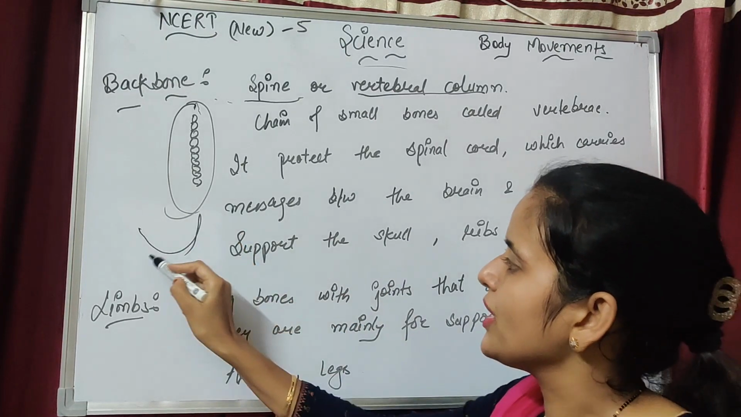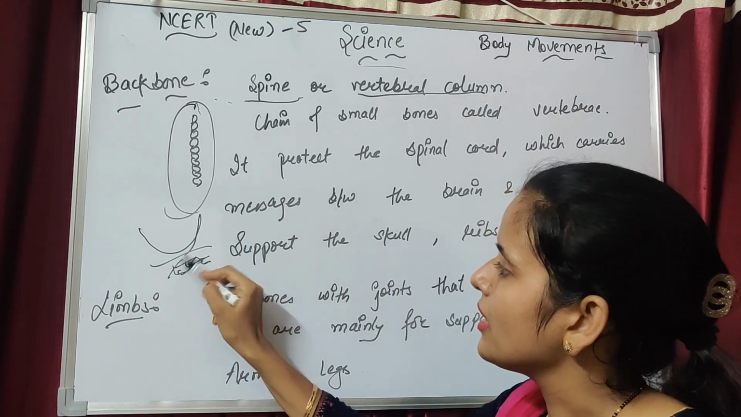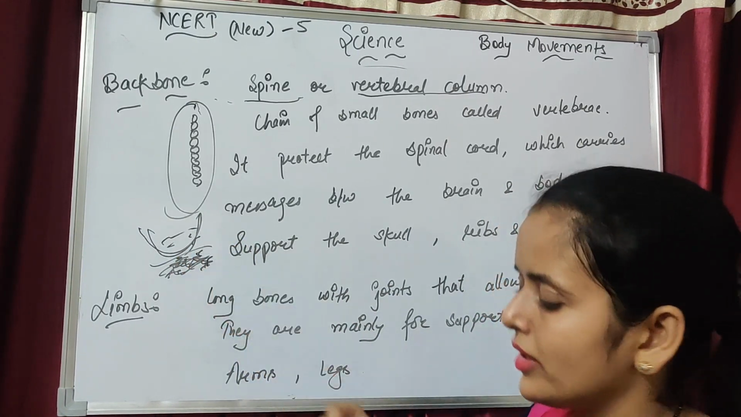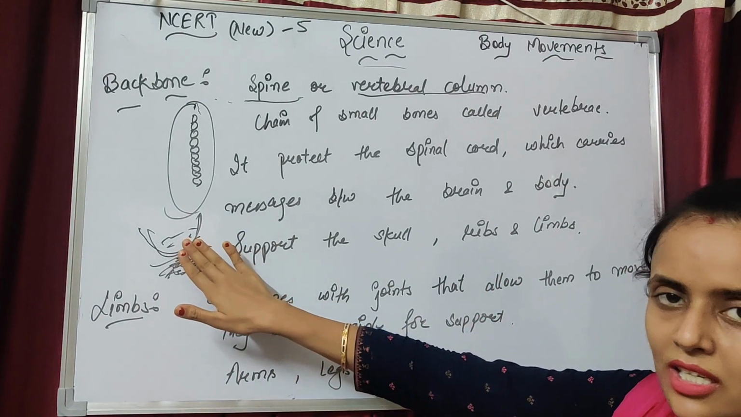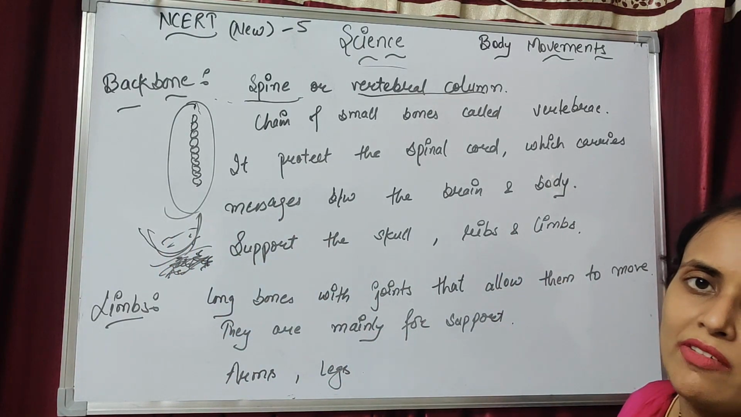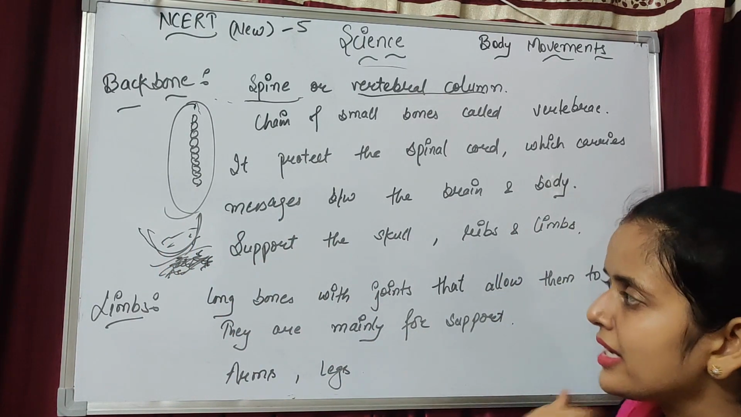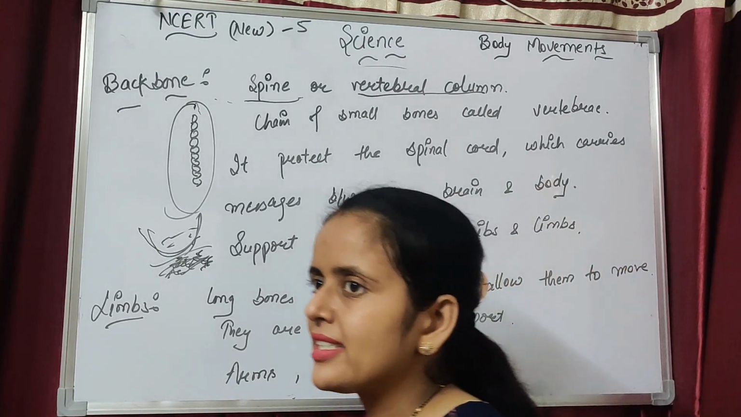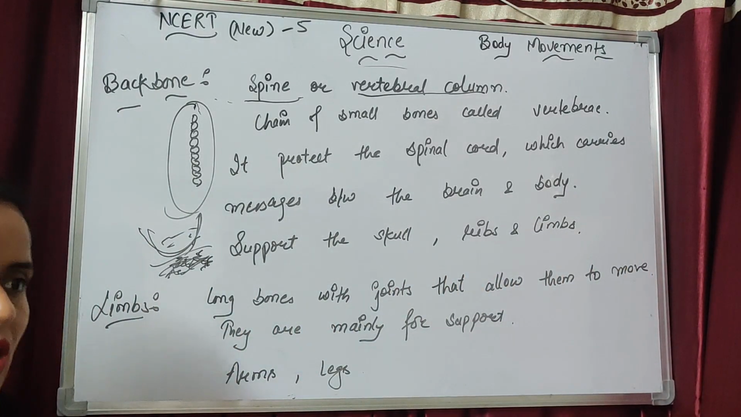Like this beaker is very hot. It has hot water in it. And if I touch this, I suddenly pull my hand backward. Why? Because my mind said that it is hot. It will harm my body.